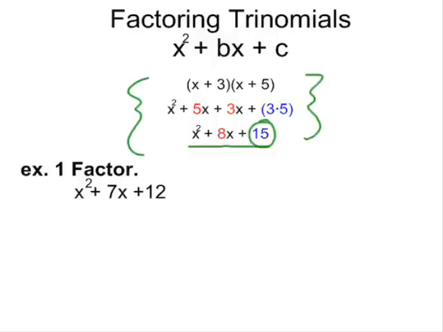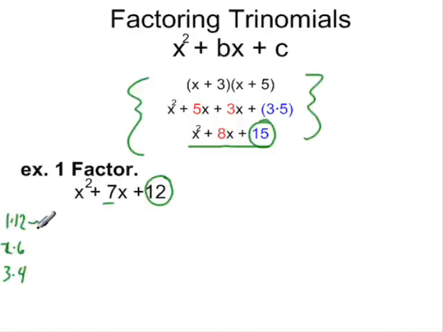Let's take a look at example 1. We have x squared plus 7x plus 12. So what we're going to do first is look at this 12, and we're going to think of factors of 12 that can add to give us 7. So one thing that helps some people starting out is to make a list. We have 1 times 12. We've got 2 times 6. And we have 3 times 4.